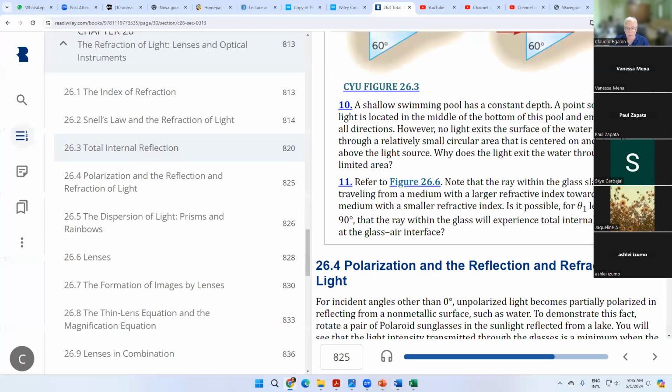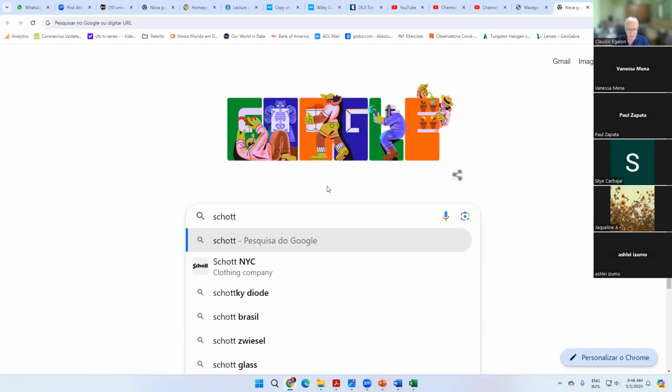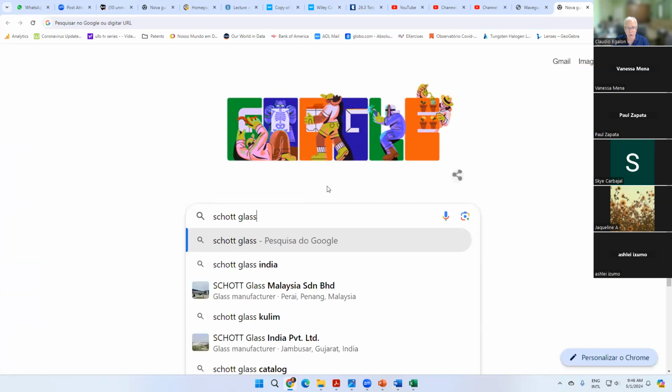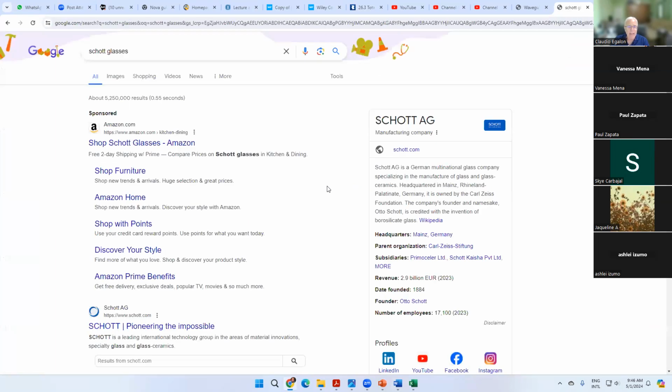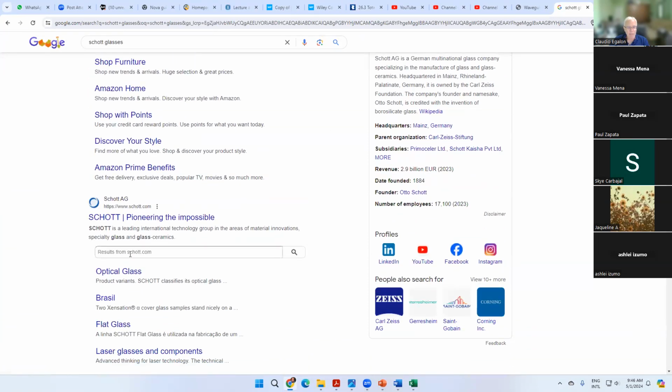We can go. There is a very nice catalog there. There's a company called Schott Glass, and they're very good because, here you go, that's their website.